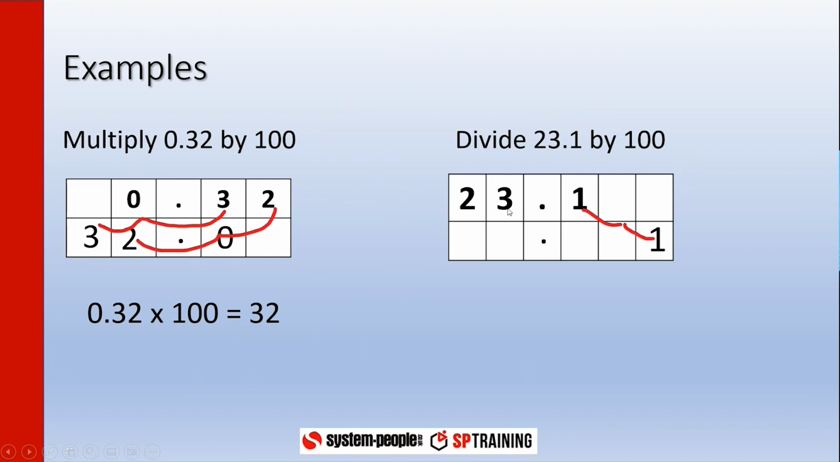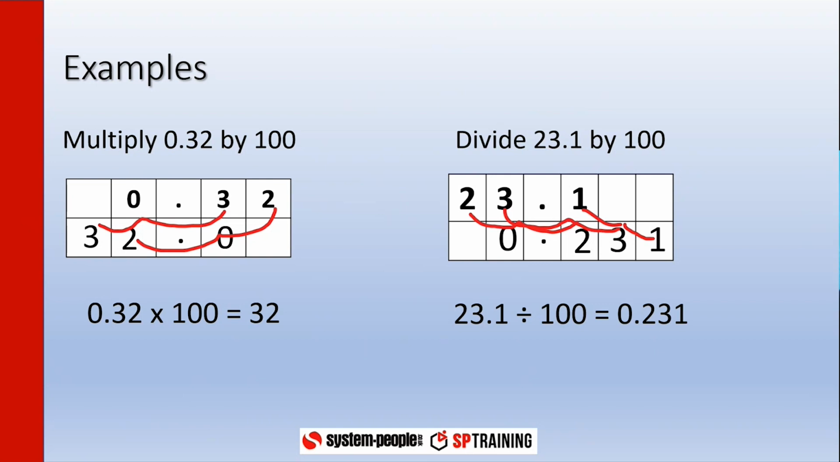I've got my decimal point here. My 3 is going 2 places into the tenth and then into the hundredths column, and my 2 is going to move 2 places into the tenths column, and then I'm going to put a 0 here. So I've got 23.1 divided by 100 will become 0.231.